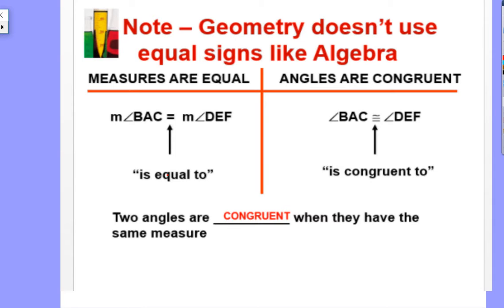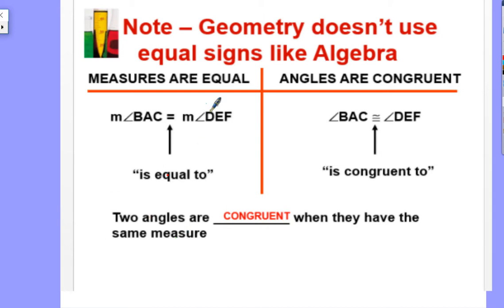Alright, ladies and gentlemen, in this video we are going to discuss the difference between when we use equal signs and when we use congruency symbols. So now remember, congruent means that two figures are exactly the same. Two figures are exactly the same when you say that two things are congruent.